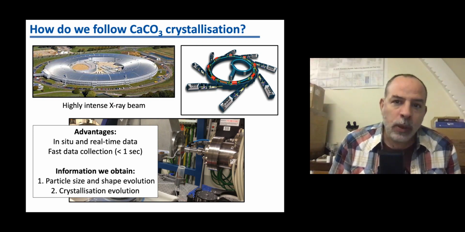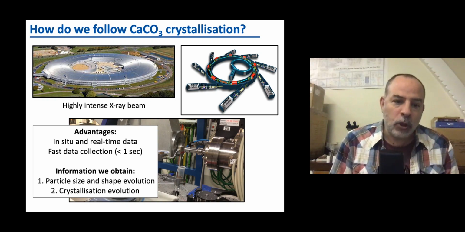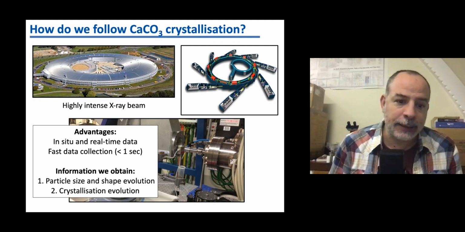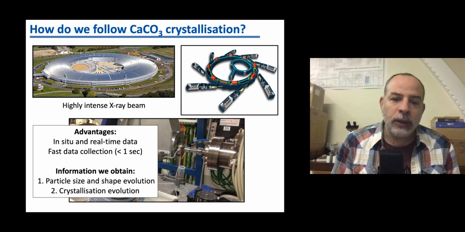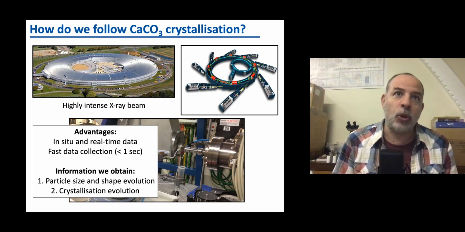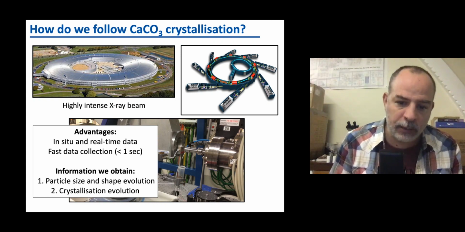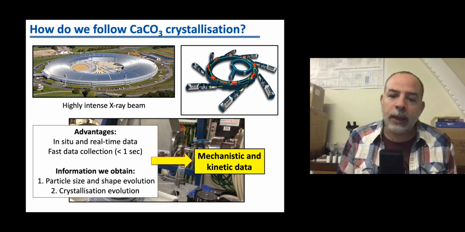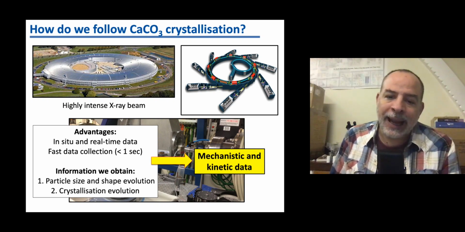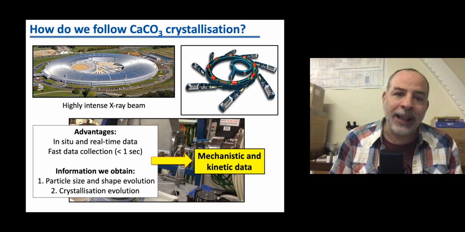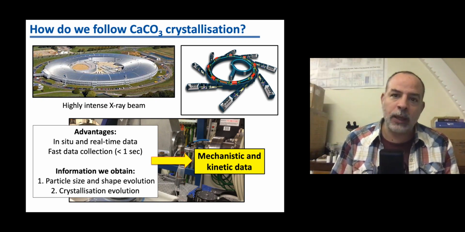The information we get is very useful because we get particle size and shape, the evolution of particle size and shape with time, and also the evolution of the crystallization. So we know which crystals are forming and transforming in our experiments. From here we can get very useful mechanistic and kinetic data. So we can get the kinetics of these reactions and we can understand the mechanisms of calcium carbonate, or carbonates in general, crystallization.